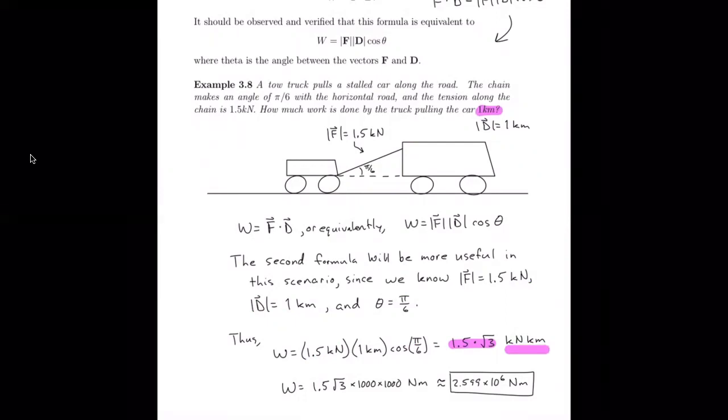All right, well, let's change kilonewtons and kilometers to newton meters, just because that's what work is normally in. That means there's going to be a factor of 1,000 to get rid of this K, and a factor of 1,000 to get rid of that K as well. We see both of those occurring right here. And that leaves us with newton meters. Right? Now, 1.5 times √3 times 1,000 times 1,000 newton meters. Plug this into a calculator. It is approximately equal to 2.599 times 10 to the 6 newton meters. That's 2.599 million newton meters, basically.